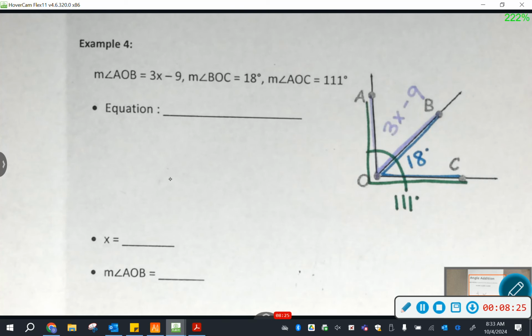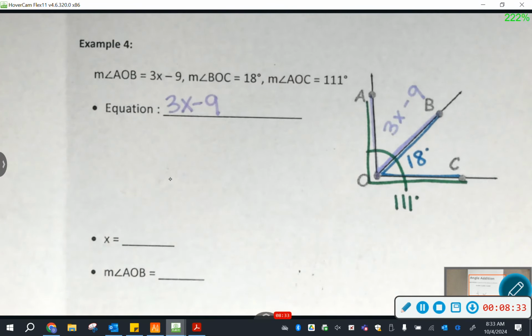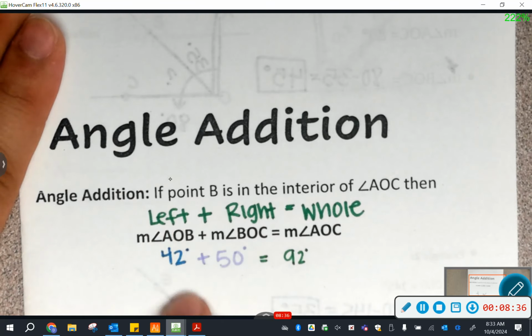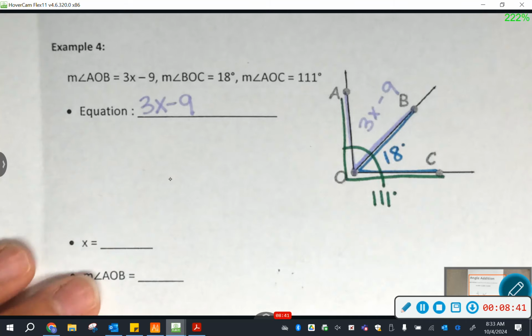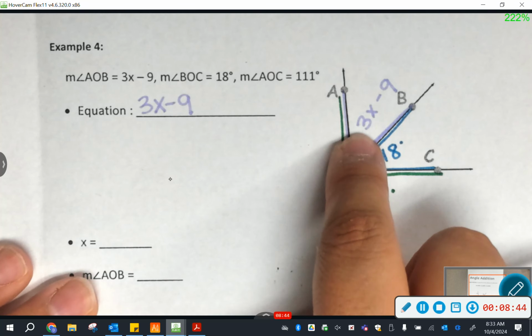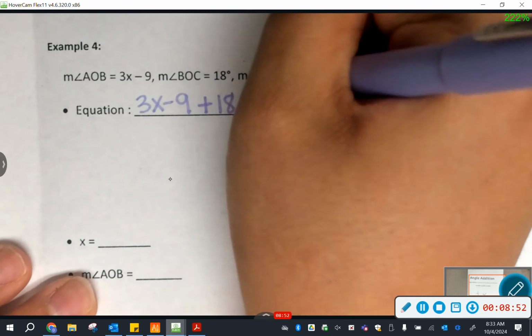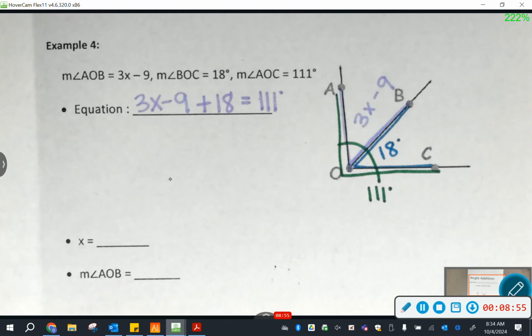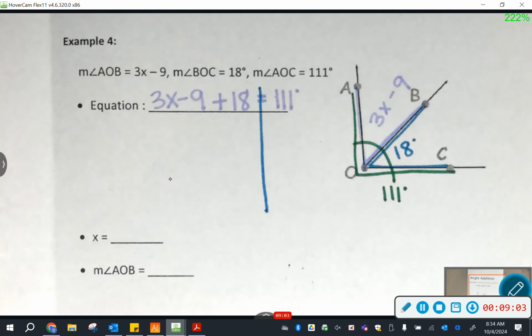How do I set this equation up? No. What did we write on the front to set up our equations? Left plus right equals whole. What's my left? 3x minus 9. What's to the right of that? So plus 18 equals, what's the whole thing? You're going to use all 3 things. Left plus right equals whole. And then draw your line on the equal sign.